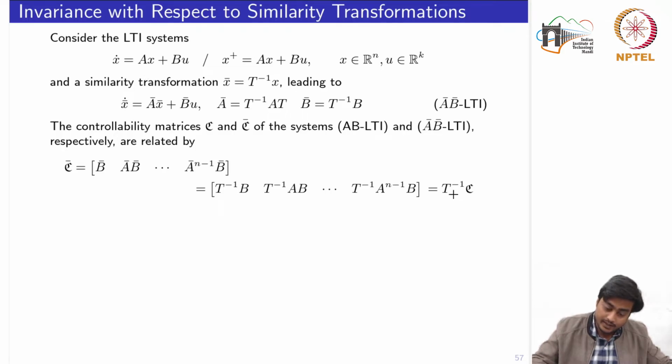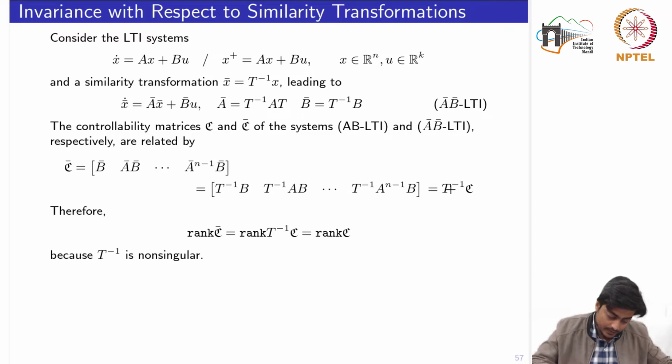Now the controllability matrices of the pair A bar B bar and that of the pair AB are related again by this similarity transformation matrix T. And we know that T is a non-singular matrix, and if the rank of this matrix, which is composed of matrices A and B, is full rank, that is, if it is equal to n, then the rank of this C bar would also be equal to n, because the multiplication of a matrix with a non-singular matrix does not change the rank of that matrix. Okay, so we would have the rank of C bar is equal to the rank of T inverse C, which is equal to the rank of C. The rank condition won't change because T inverse is non-singular.